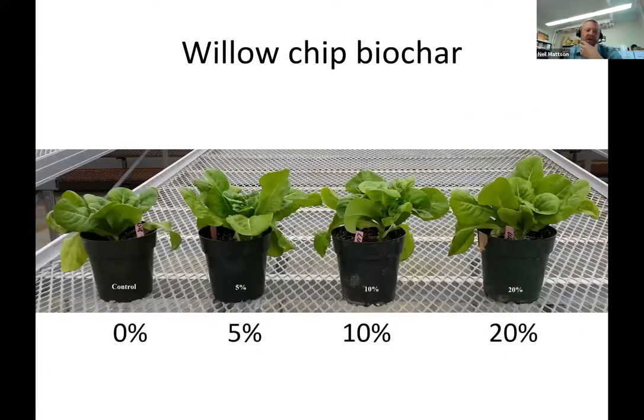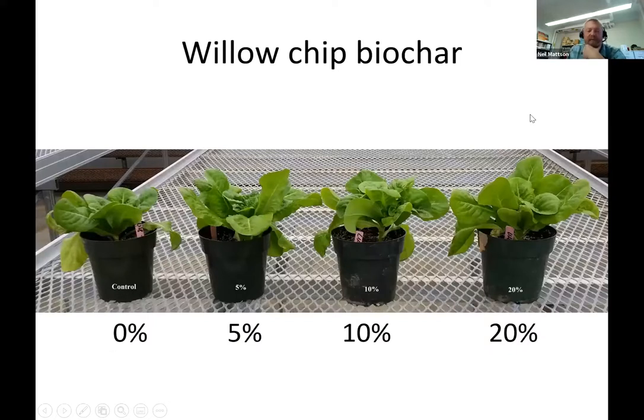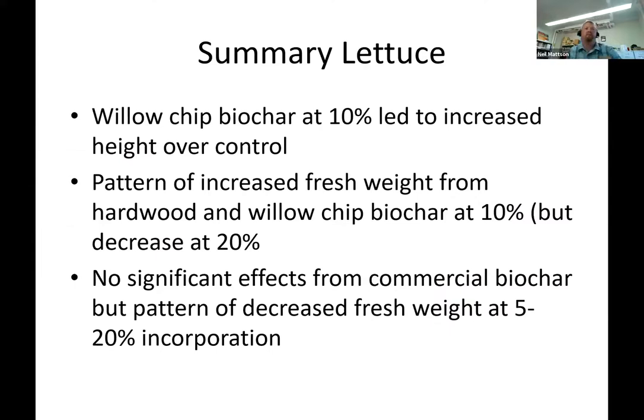Here's what the plants looked like with that willow chip biochar. They were pretty large head stage when they were harvested. And we do see this pattern with the willow chip biochar, where at, say, 10% incorporation rate, there's a pattern of plants being a bit bigger than the control plants that were at 0% incorporation rate.